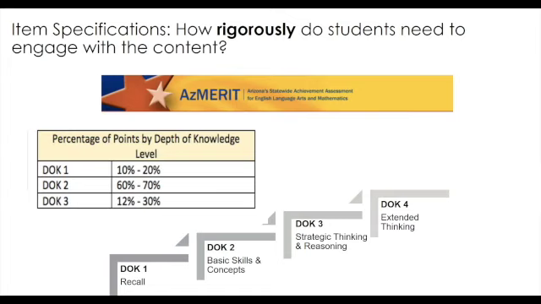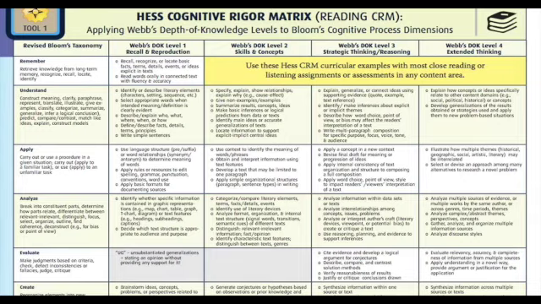And the last resource that I want to make sure that we have access to and that you're familiar with is the Hess Cognitive Rigor Matrix.